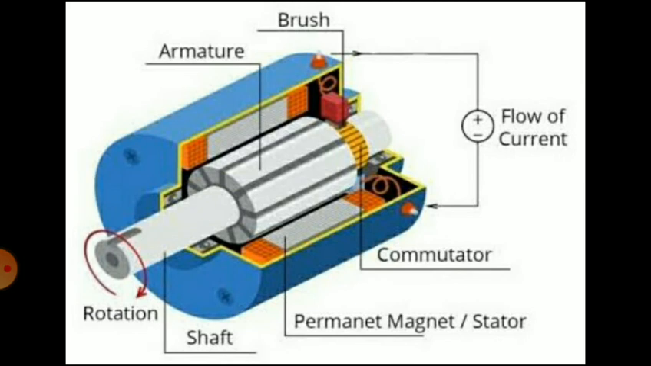So you can see the construction of DC motor. So you can see the shaft. On the shaft there is an armature winding. At the end of the shaft there is a commutator, and you can see the brushes that are placed on the commutator, and the outside body that is called the yoke, and you can see the field winding, and there is a small gap between the field winding and the armature winding.